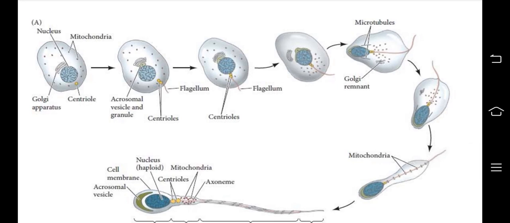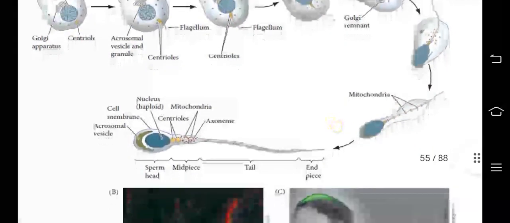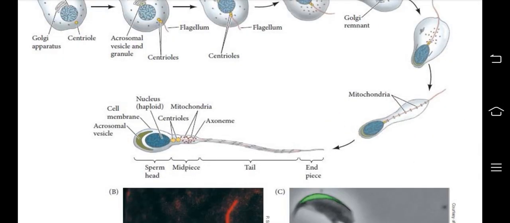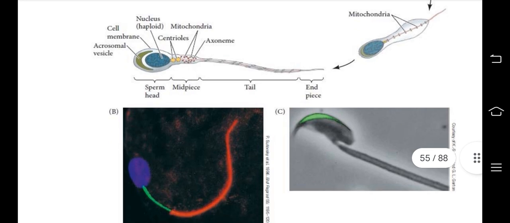Nucleus, Golgi apparatus, mitochondria, centriole, acrosomal vesicle and granule, flagellum, centriole, Golgi remnant, mitochondria, acrosomal vesicle, cell membrane, haploid nucleus, mitochondria, centriole, axoneme, sperm head, midpiece, tail and end piece.